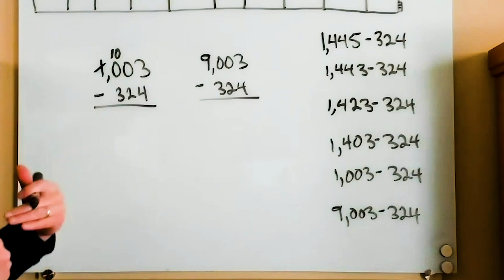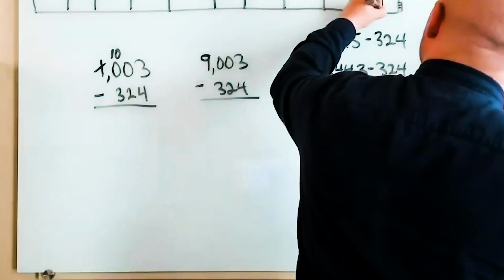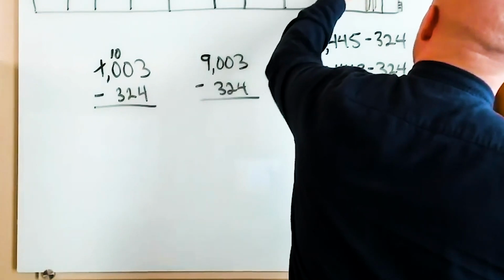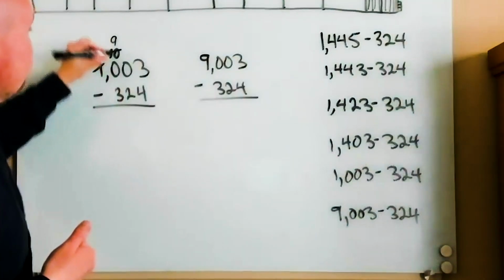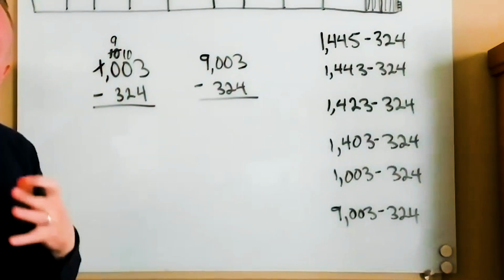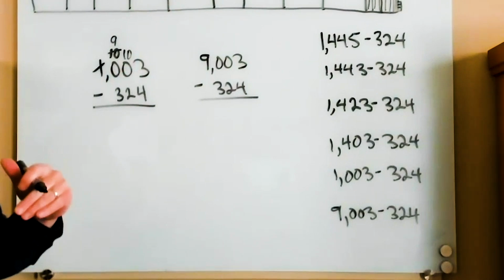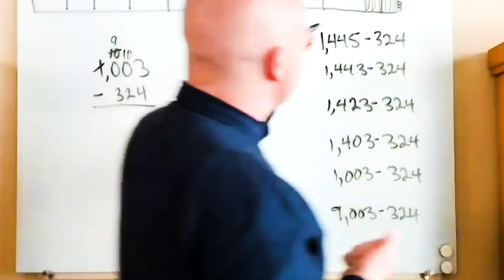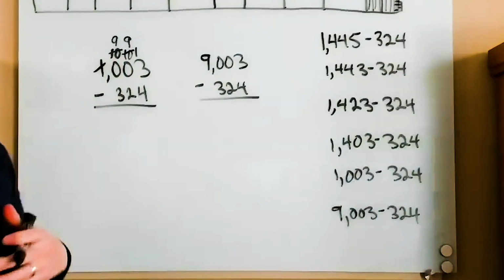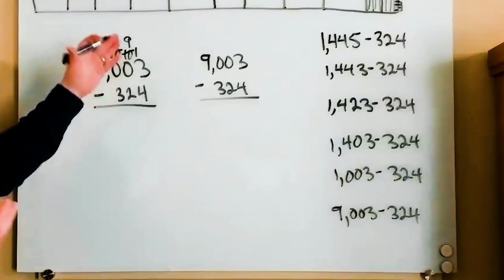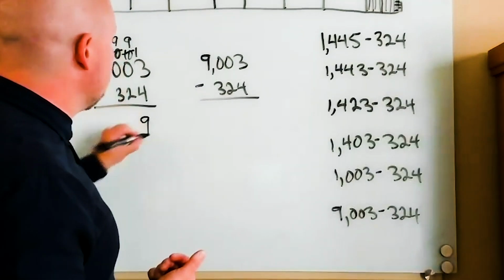Now, I can use my hundreds to get 10 units of 10. So I'm going to decompose 1 unit of 100 into 10 units of 10, because my ultimate goal is to get 10 units of 1. Now that I have 10 units of 10, I can decompose one of them into 10 units of 1, and now I actually have 13 units of 1. Then I can go through and I can complete the subtraction. So 13 subtract 4 would be 9 units of 1.